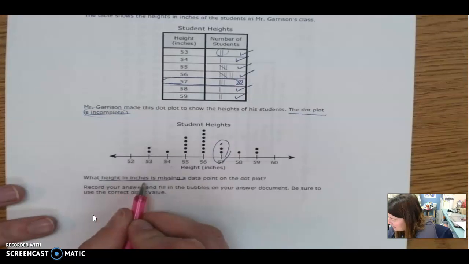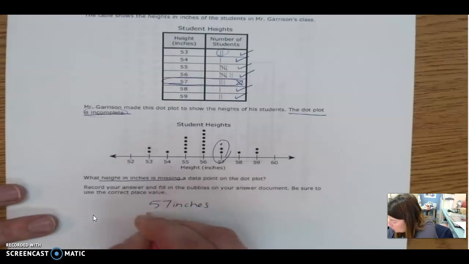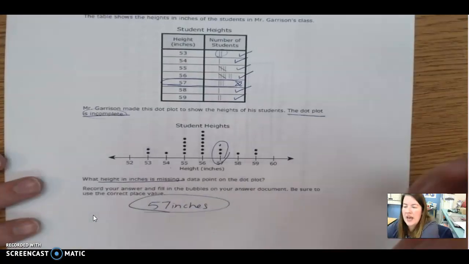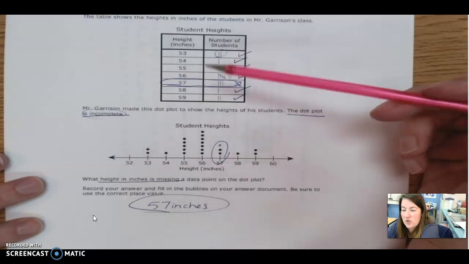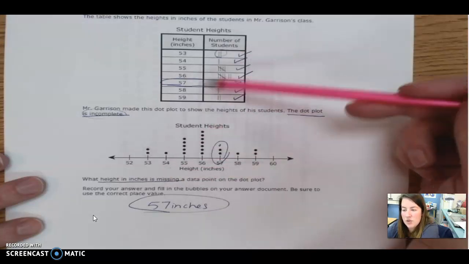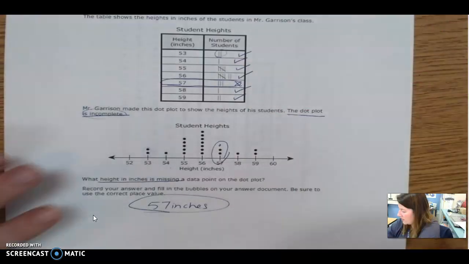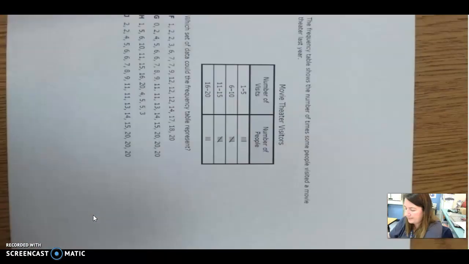So what height in inches was missing from the data point? One of the 57 inches was missing. So you'll have questions that will just have you checking, comparing this data to this data to make sure that they're the same and that they match. Okay, let's try another one. Let's do one more.